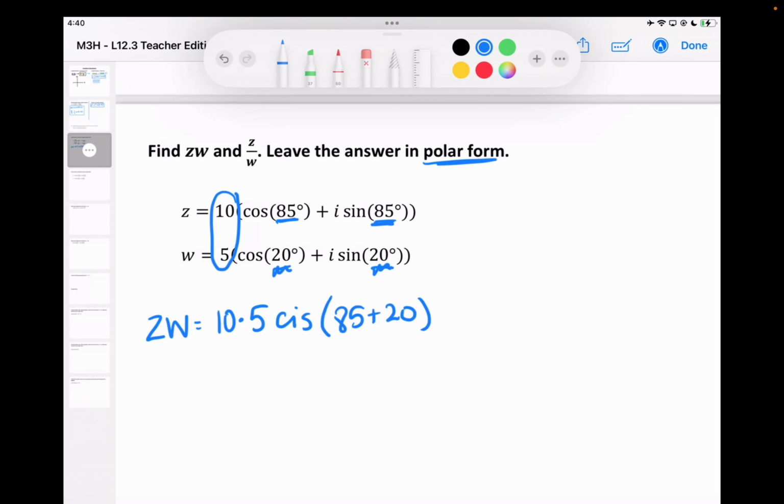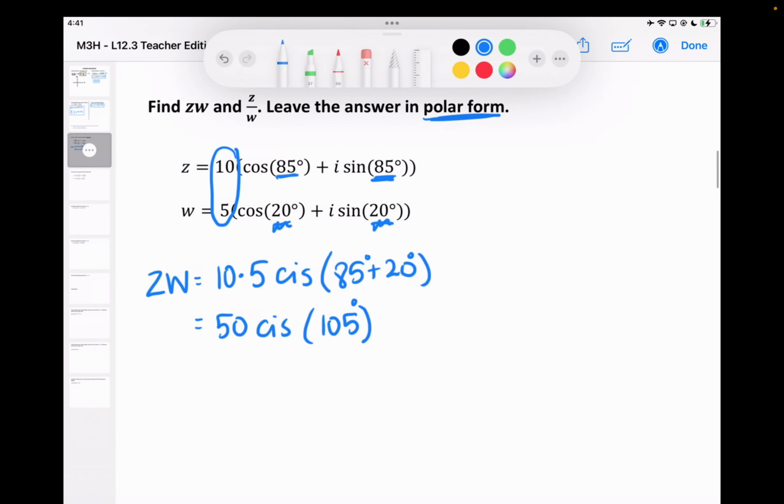By the way, it does say we're going to keep it in polar form. There will be times where I'll ask you to switch back to rectangular form or standard form. So this problem, 10 times 5 is 50. And then 85 plus 20 is 105. And I should probably have my degree markers in. But that's our answer.